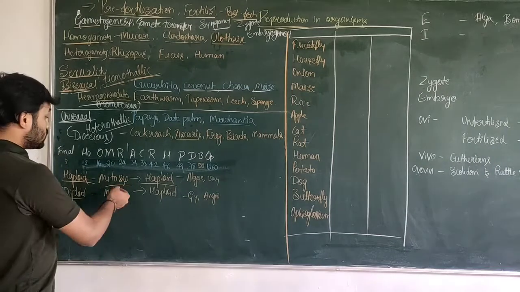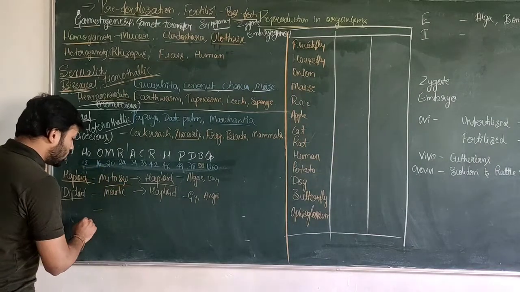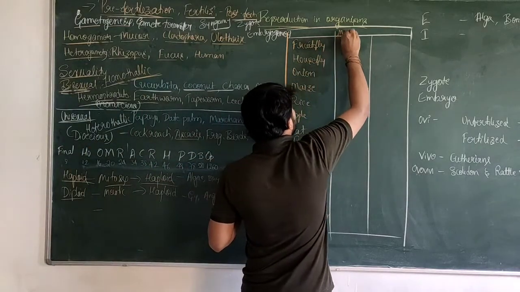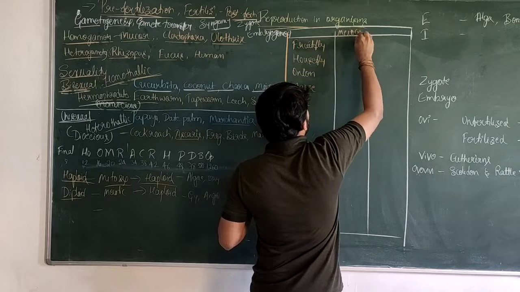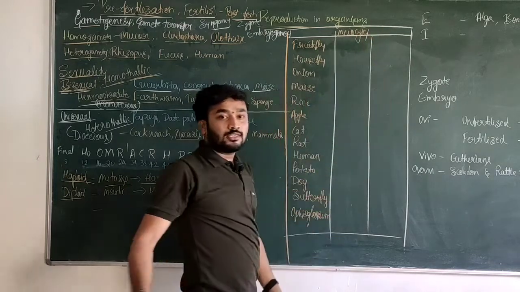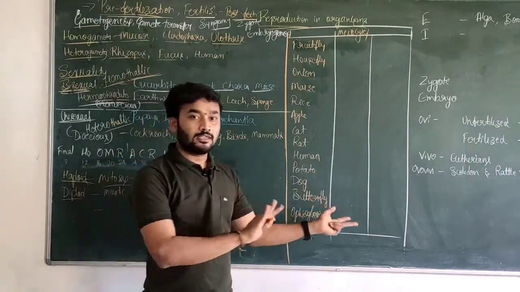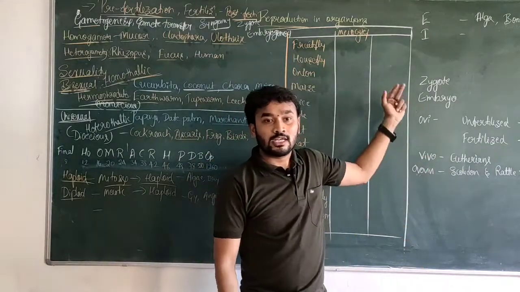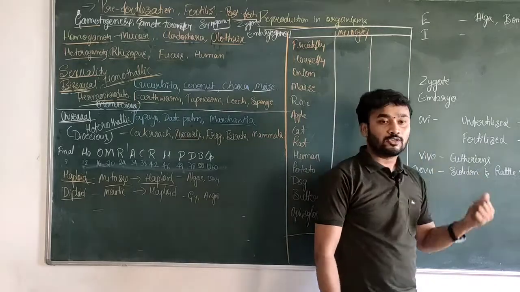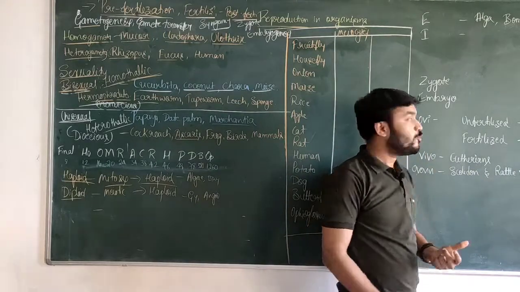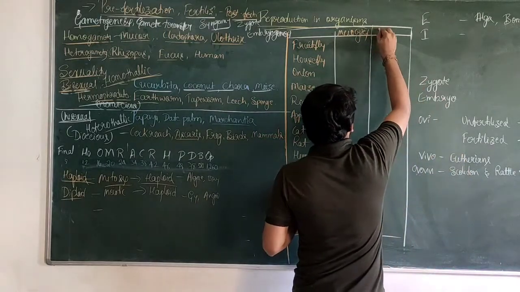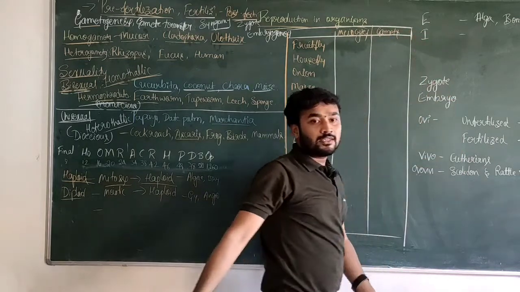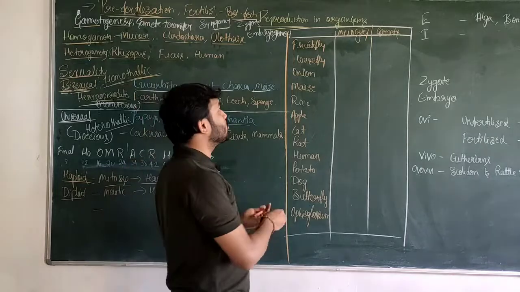Clear? So the cells which undergo meiosis are called meiocytes. The cells which undergo meiosis are called meiocytes. Okay? The same way, after that, they will produce the gametes. So based on this, we can differentiate the chromosome number.